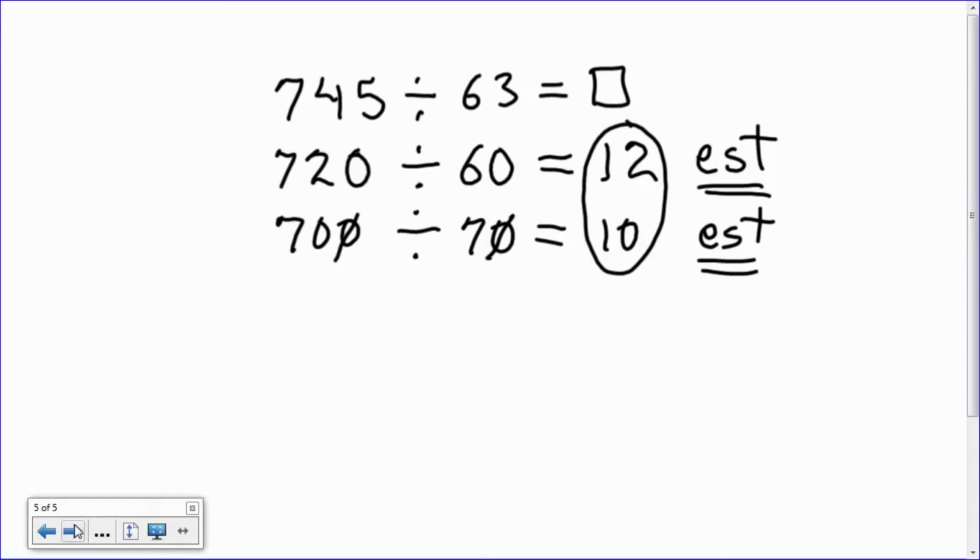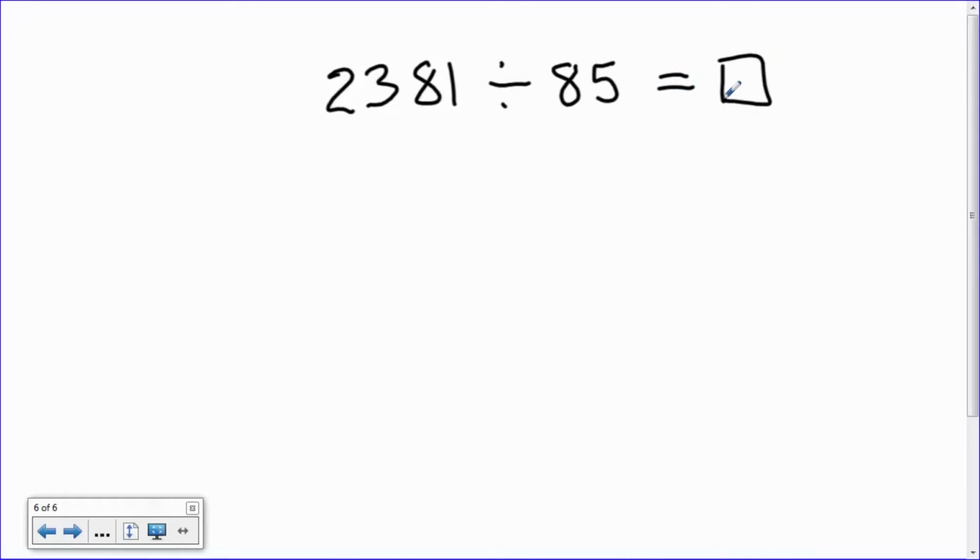Let's get a new page. Let's take 2,381. Suppose we're looking at the quotient that we might get when we divide by 85. What is that? Once again, I'm not interested in the exact quotient. I want something that's close to that quotient. And so I'm looking to modify both the dividend and the divisor so that the divisor easily divides into the dividend. One way is to make the 85 an 80.